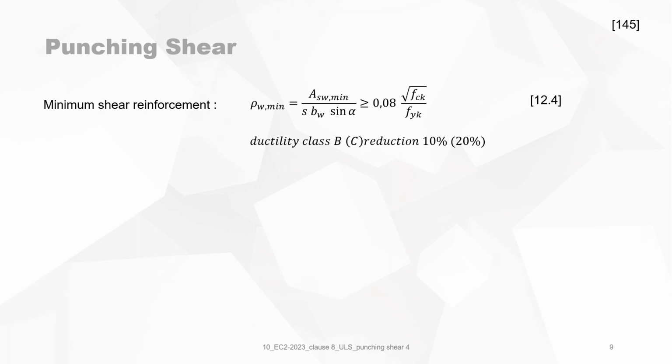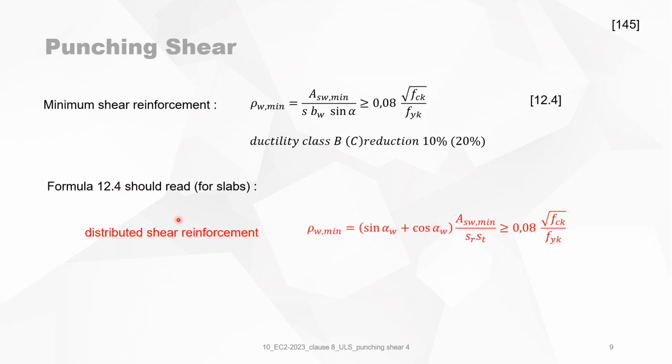Minimum shear reinforcement, rho min, must be applied, and it must obey this rule as stated in 12.4. The minimum reinforcement can be reduced by 10% for a ductility class B of the shear force reinforcement, or by 20% for a ductility class C. This formula of minimum reinforcement is in fact for beams, because you have S and BW. So 12.4 should read for slabs.